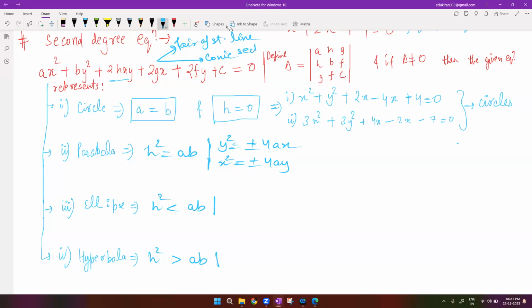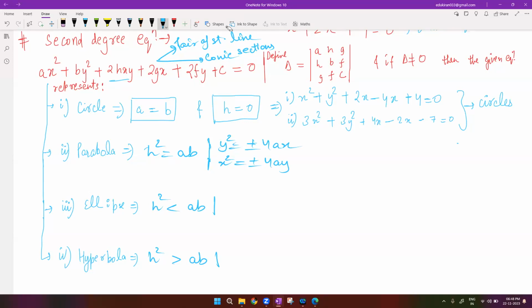If you remember, in class 11th we have the chapter conic sections, which basically includes all these 4 types: circle, parabola, ellipse, and hyperbola are collectively known as conic sections. So this second degree equation will represent either a pair of straight lines or conic sections. Now, how to decide this? This delta is basically a numerical measurement which tells us whether a second degree equation is a pair of straight lines or a conic section. If delta is equal to 0, then it will represent a pair of straight lines.